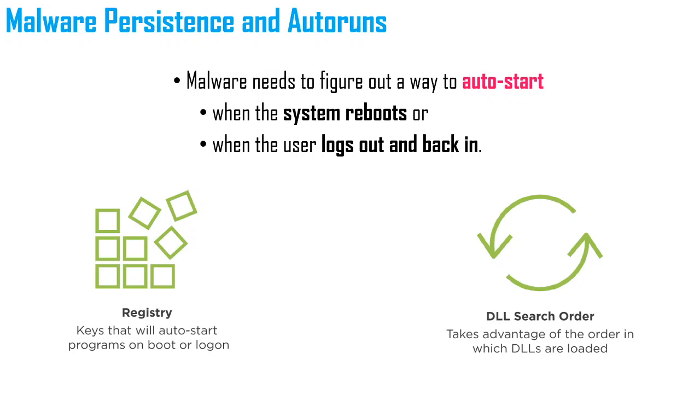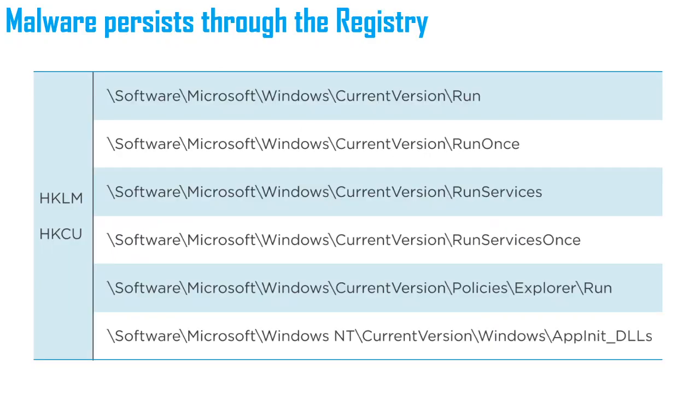Second technique may be DLL search order. This takes advantage of the order in which the DLLs are loaded. We are going to see this in the coming slides, right? So through the registry entries, the malware author creates the malware in such a way that it is going to modify the registry entries present in the system, so that the malware persists through the registry entries.